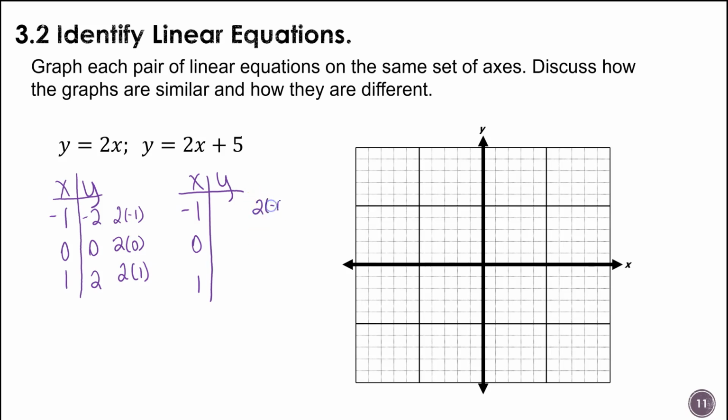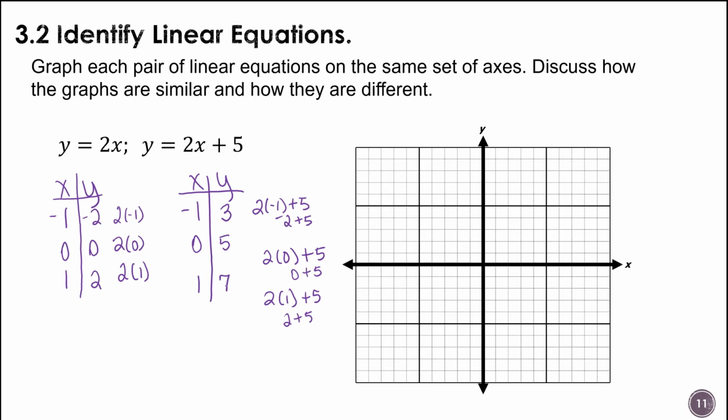2 times -1 plus 5. So that's -2 plus 5. That gives us a 3. 2 times 0 plus 5, so that is just 0 plus 5. That gives us a 5. 2 times 1 plus 5 would be 2 plus 5.